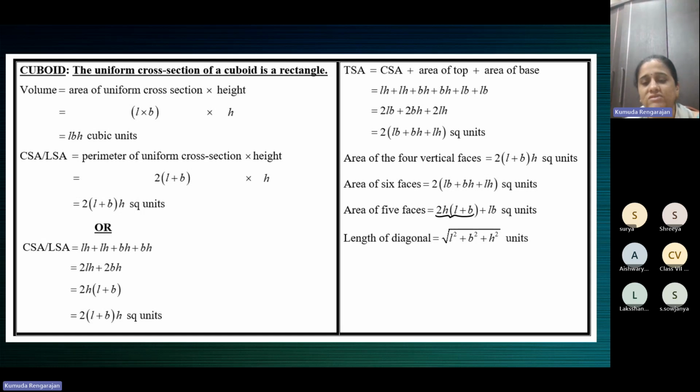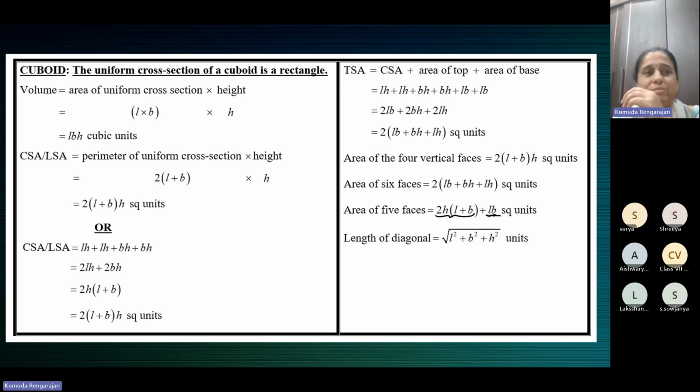Okay, so this is the CSA plus this could be the area of the bottom or the top, whatever. So if you have to find the area of 5 faces, see, if it's a cuboid, it should have the 4 vertical faces. Without the 4 vertical faces, it's not a cuboid. It cannot be a cuboid. So curved surface area is definitely there.